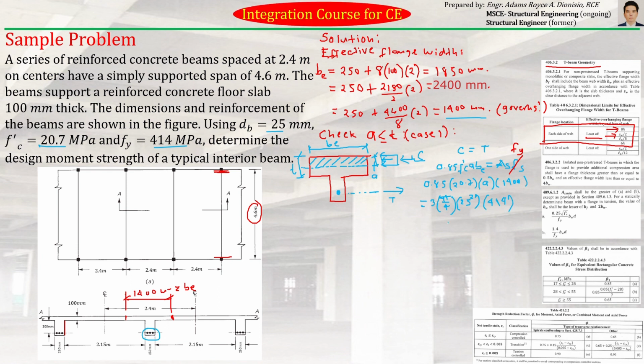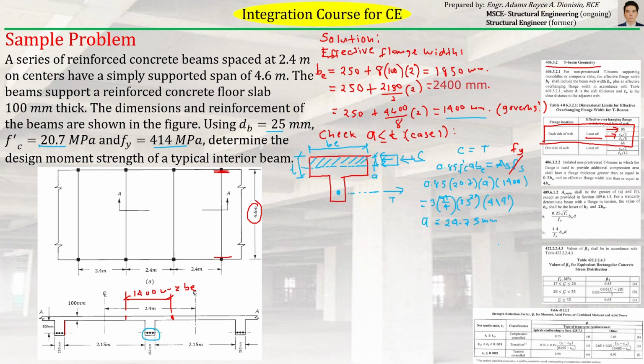Okay, so solve na lang natin yung A dyan. A is just equal to 3 times pi over 4 times 25 squared times 414 over 0.85 FC prime BE. So, ang A natin dyan will be 24.75 mm, which is definitely less than the thickness of the flange.